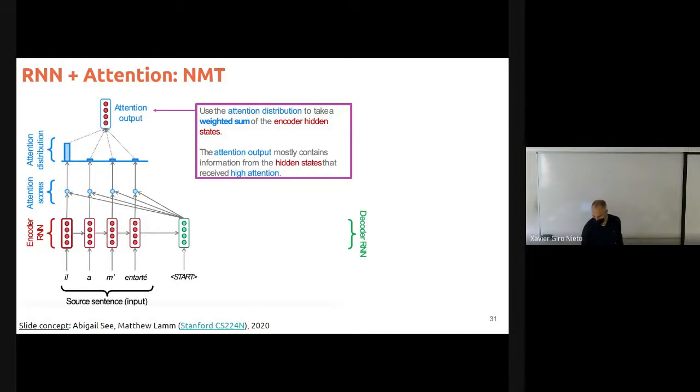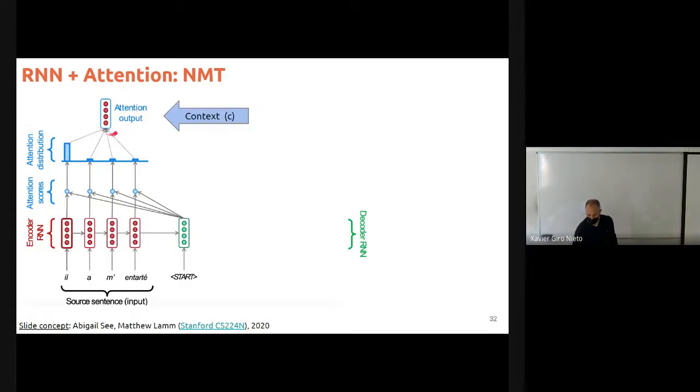I'll move forward. Maybe later you have questions. So now we have this encoding. We call this the context vector. It's representing the input sentence, but not the whole input sentence, rather the input sentence when we are going to start translating. It's an encoding of this sentence when we are interested in starting the translation.